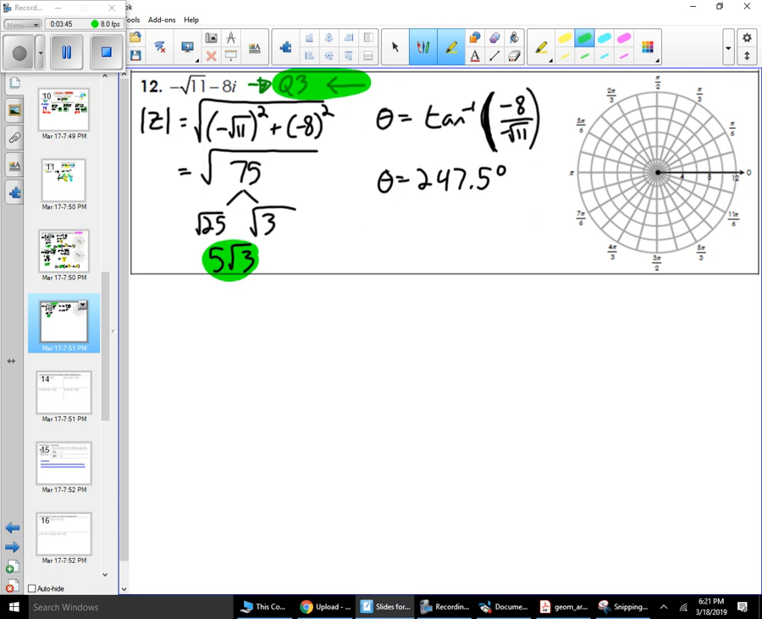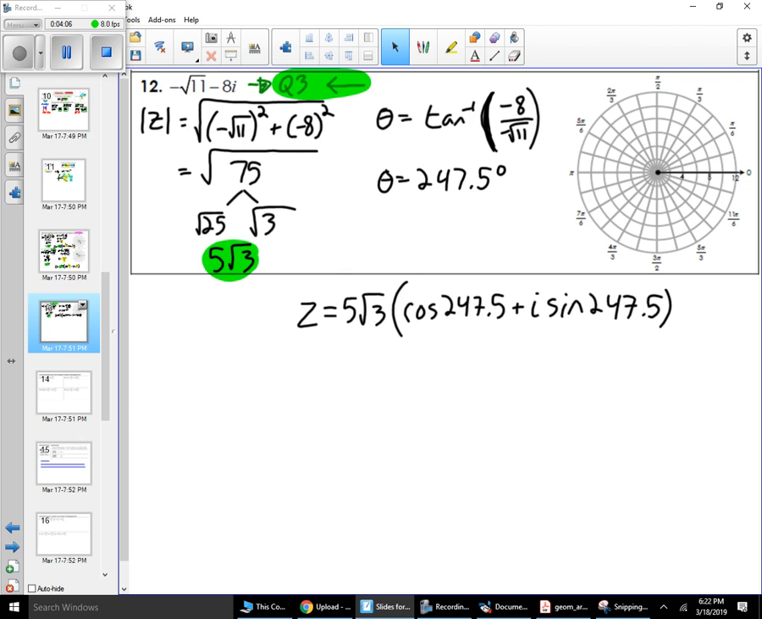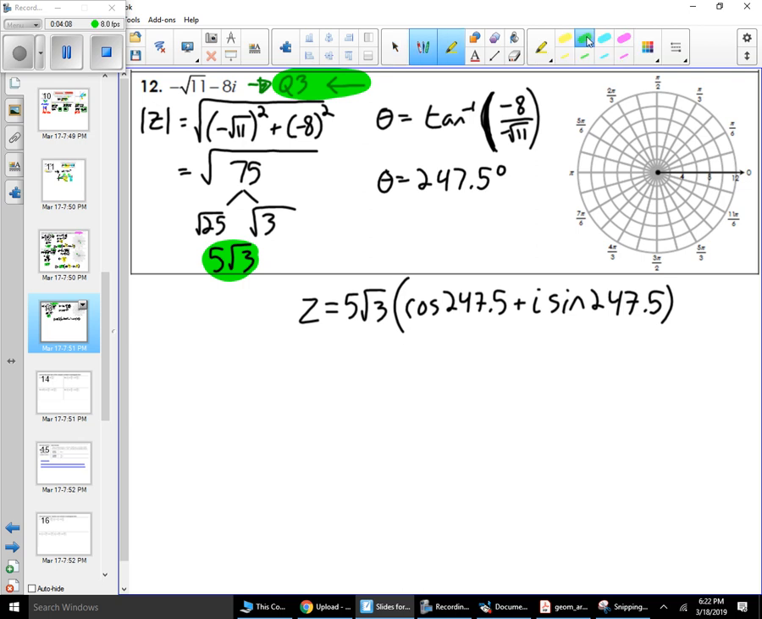Putting this all together, same as we've been doing, let's call it C. 5 root 3, that's our modulus, and we will still have a cosine of 247.5 and an i sine of 247.5. Super difficult to see, so let's bump it all down a bit. Once again, that 5 root 3 is our modulus, coming from that Pythagorean theorem, and then that 247.5, that is the argument coming from the calculator.